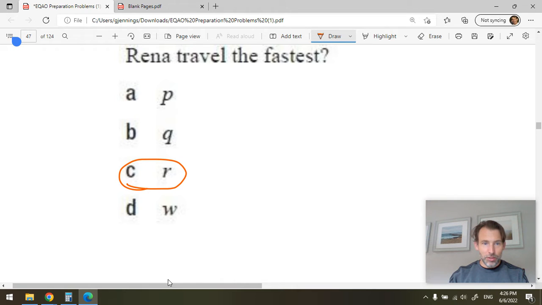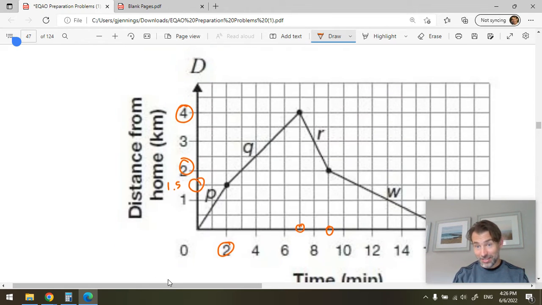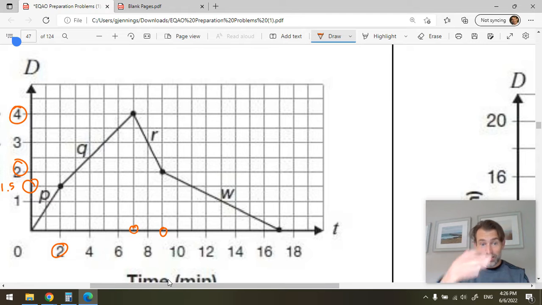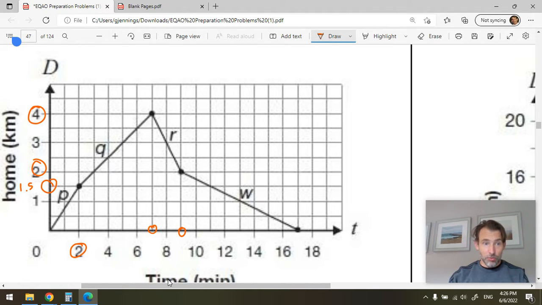All right, why is W the slowest? Let's take a look. W has the flattest slope. For W, we go from 2 kilometers to 0 kilometers. That's the home stretch. And this stretch of time goes from 9 minutes all the way to 17 minutes. It takes her 8 minutes to do the last 2 kilometers.